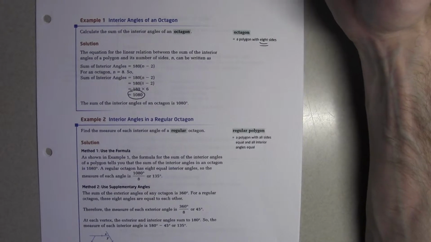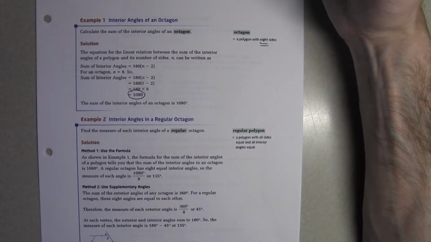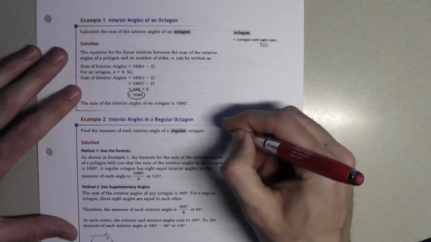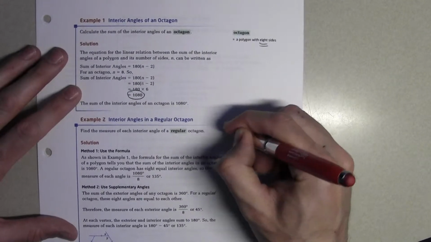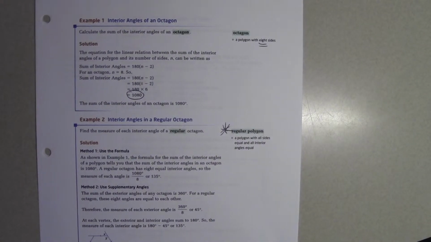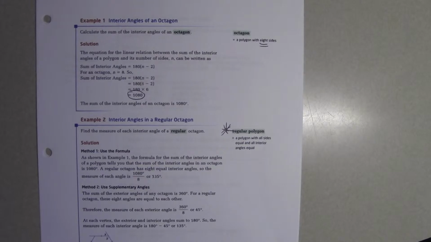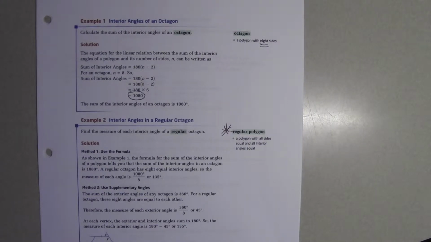Find the measure of each interior angle of a regular octagon. Regular polygon, a polygon with all sides equal or all interior angles equal. So important definition here. A regular polygon means that all the sides are equal. So a triangle has got a special name, a regular triangle. What would we call it? Henry? Good, an equilateral triangle. A regular rectangle has a special name. What's it called?